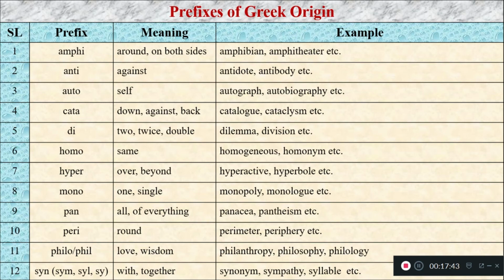Kata means down, against or back. For example, catalog means a list of books. Cataclysm means an event that causes a lot of destruction.